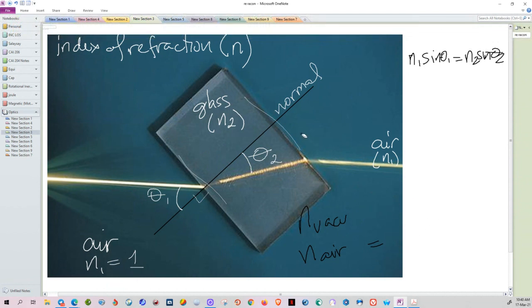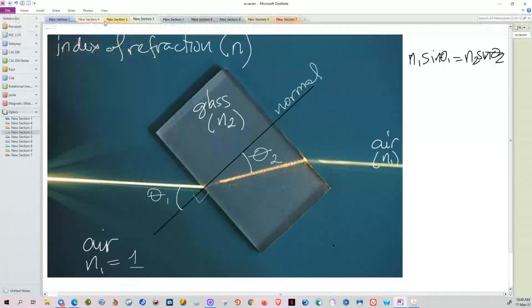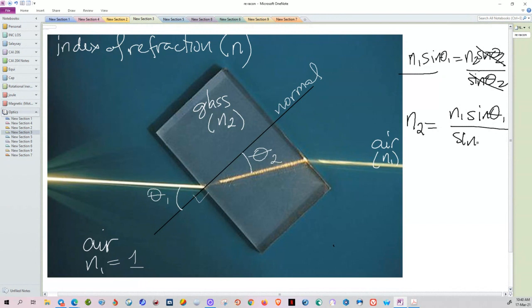Let's remove this so you don't get confused. Let's remove that line. Okay, now that you have the value of n1, how do you calculate the value of n2? This is how you calculate it. First, divide both sides of the equation by sine θ2. This will cancel. This will cancel. You will be left with n2 is equal to n1 sine θ1 over sine θ2. Is that clear? So what you need to get now is the angle of θ1 and θ2.